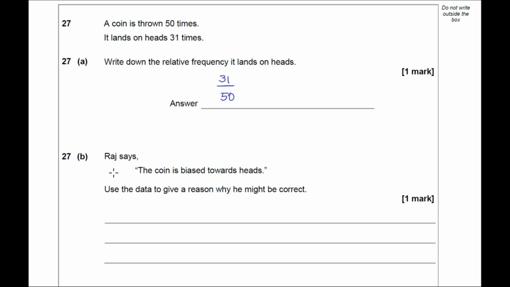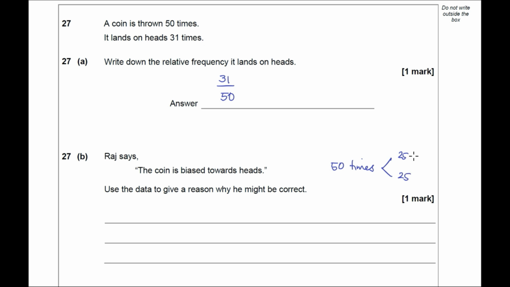And then the second question: Raj says the coin is biased towards heads. Use the data to give a reason why he might be correct. If we see the data here, after 50 throws of this coin, we would expect one side to have half of the possibilities, which is 25 and 25. So we would expect 25 for heads and 25 for tails.